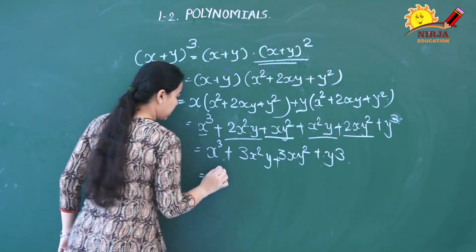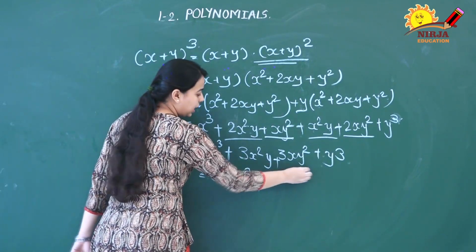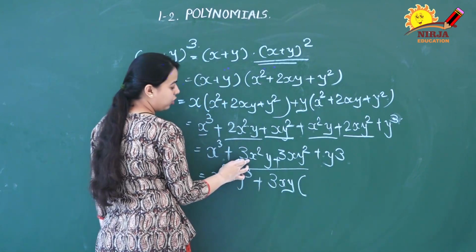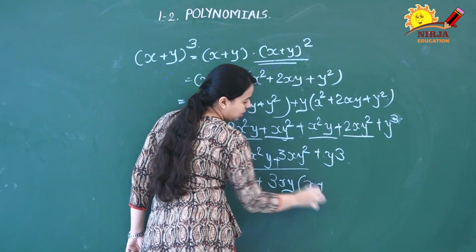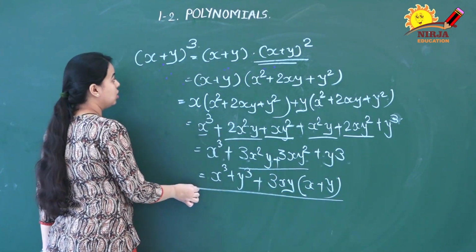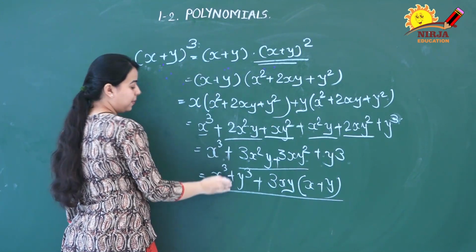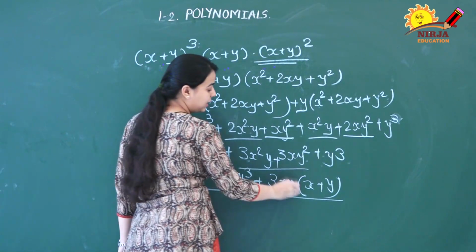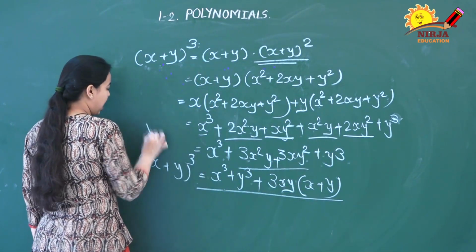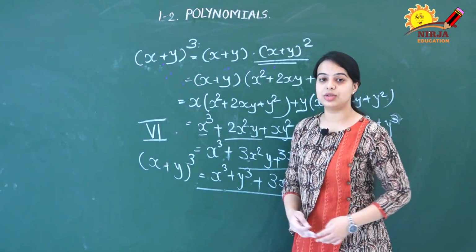Now let's put x³ + y³ over here, and we can take 3xy common from both the terms. What is left over here? x + y. So this is the expansion of (x + y)³, which is equal to x³ + y³ + 3xy multiplied by (x + y). So this you can call your identity 6. Now let's see how to use it.